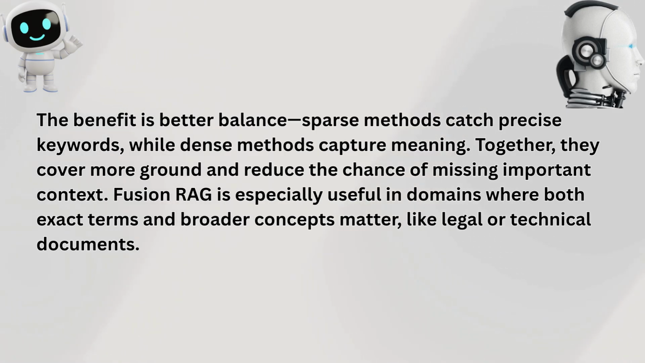The benefit is better balance. Sparse methods catch precise keywords, while dense methods capture meaning. Together, they cover more ground and reduce the chance of missing important context. Fusion RAG is especially useful in domains where both exact terms and broader concepts matter, like legal or technical documents.